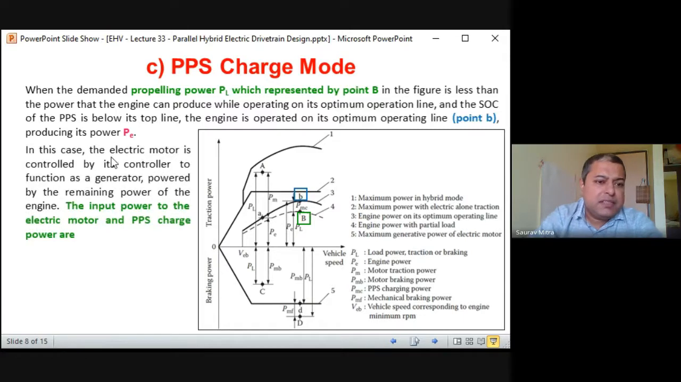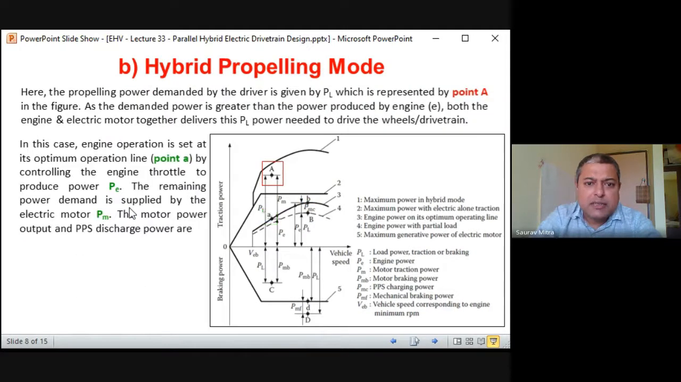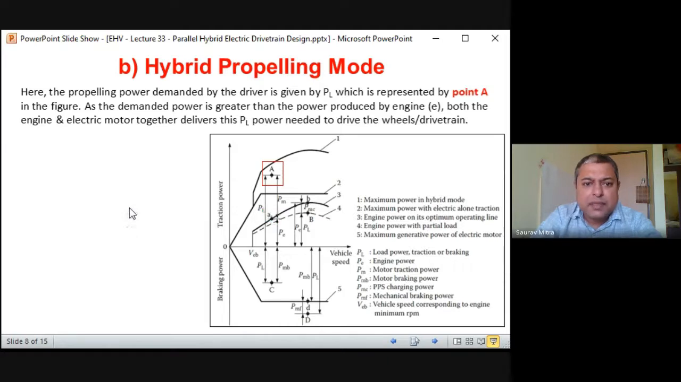So here, in this case, the electric motor is controlled by the controller to function as a generator. Whatever power goes from the engine to the PPS has to flow through that electric motor. So in that case, the electric motor acts as a generator. It goes in the reverse direction, and the engine power actually charges. So I'll go to the slide again.